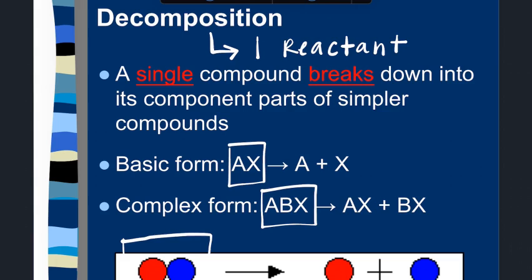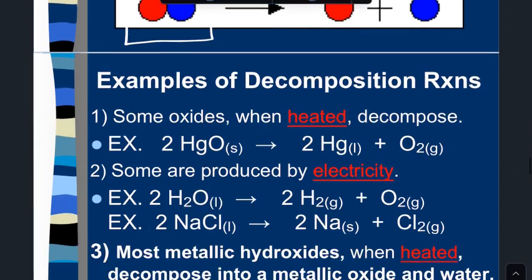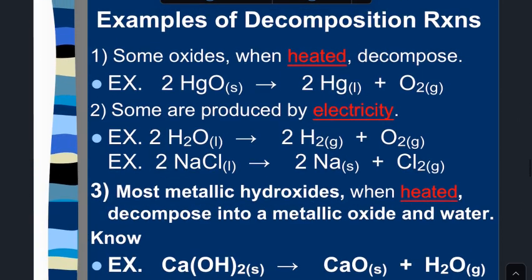So let's take a look at some examples here we have of decomposition reactions. Some oxides, like this mercury oxide we have written below, when heated, they decompose. How can we show when heated? We could put a triangle over that arrow to show that it takes heat in order to make it decompose.